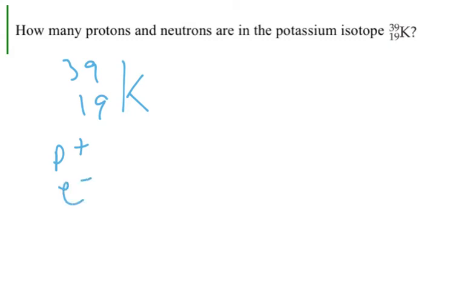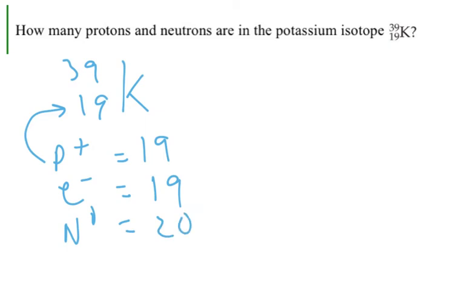And because this is a neutral atom, the proton and electron number will be the same. The number of protons is the atomic number, which is the bottom left-hand corner. So there's 19 protons or 19 positives, which means there's also 19 negatives. And then when you do 39 minus 19, that's how you find the neutron number. Okay, you get 20. And again, 19 plus 20 will give you the atomic mass or mass number.